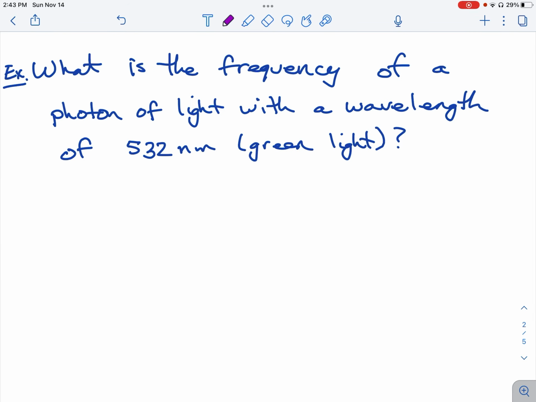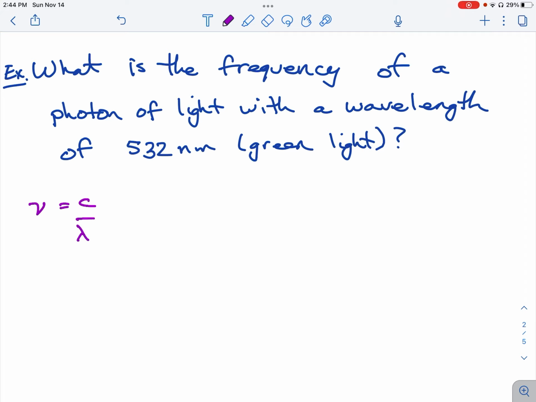All right. So the first problem is, what is the frequency of a photon of light with a wavelength of 532 nanometers? Now, the equation we're going to use here is that the frequency is equal to the speed of light over the wavelength. All right.